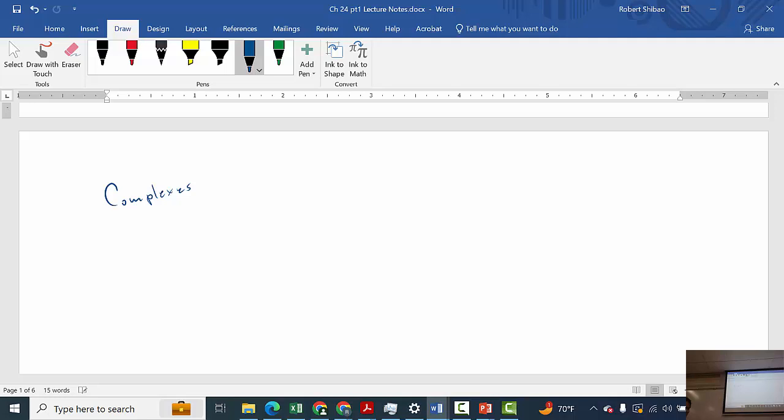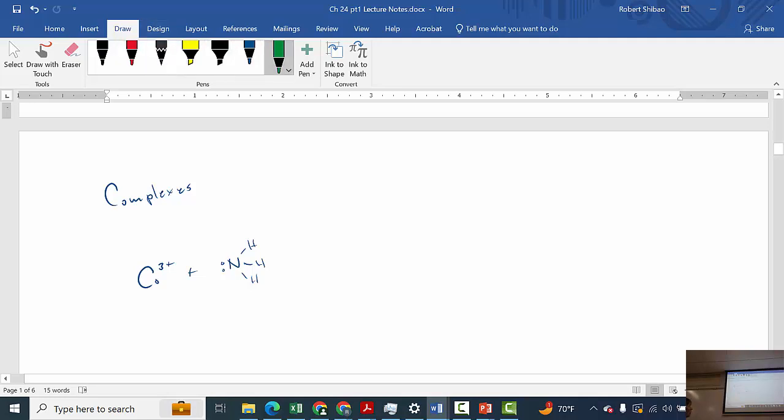We have, it's complex, yes. But what happens is this. The ammonia doesn't go into a little hole. Do you know what happened to the ammonia? The ammonia reacted with the cobalt. And so the ammonia ended up attacking the cobalt. What kind of reaction does this look like?